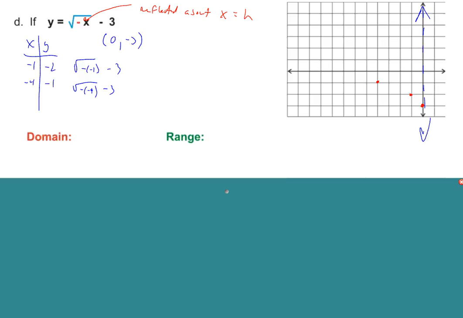Then we'll go 9 away and do -9. Square root of 9 is 3. 3 minus 3 is 0. And we get the point -9, 0. 1, 2, 3, 4, 5, 6, 7, 8, 9. And on this one, we are going like this. And we are reflected about x equal h.